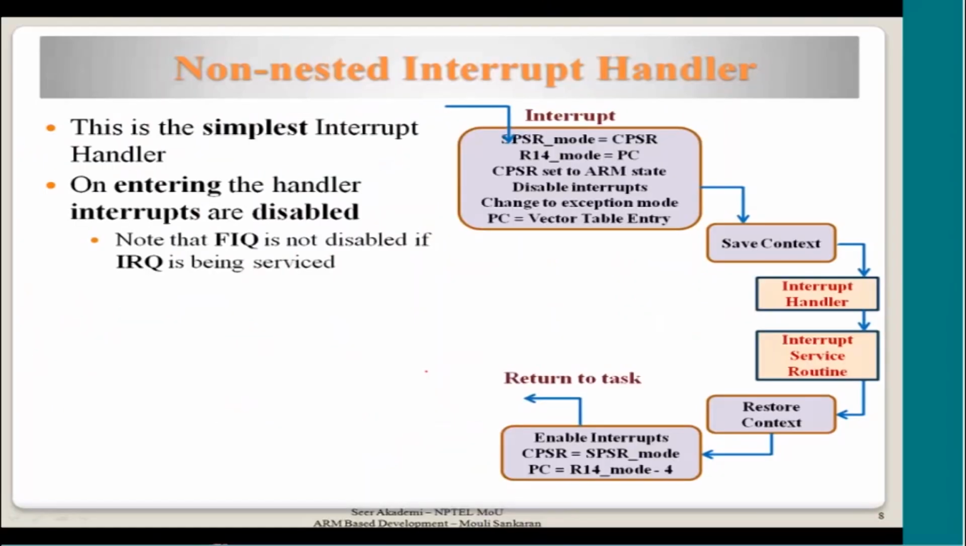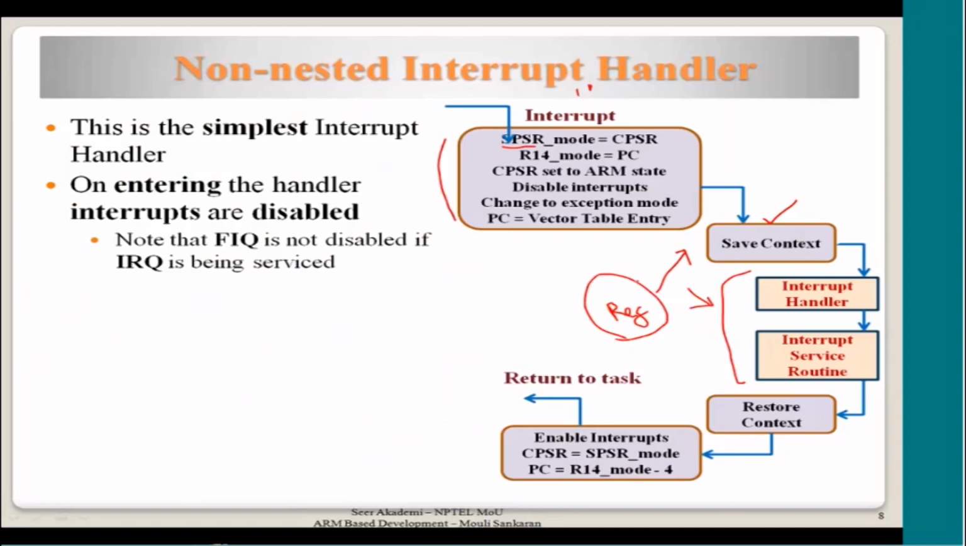Okay, let us go back to our flow. So this is what is done here. I will not explain this whole thing. Then the save context. Okay, this is because the handler also needs to use some registers, right? If it is using some registers, it should make sure that they are saved here, because you don't know when the interrupt has happened, these registers may be in use. You have to assume that all registers are in use.